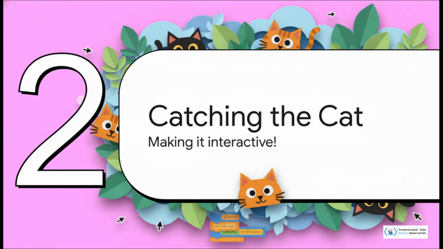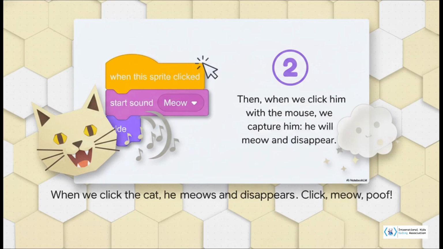But what happens when we find him? Let's make our game interactive. We need something really cool to happen the moment we click on him. Okay, check out how these blocks work together. We start with when this sprite clicked. That's just a fancy way of saying when I click on the cat. Then we add the start sound meow block for a really cool sound effect. And right after that, the hide block makes him just vanish. So it goes click, meow, and poof, he's gone.